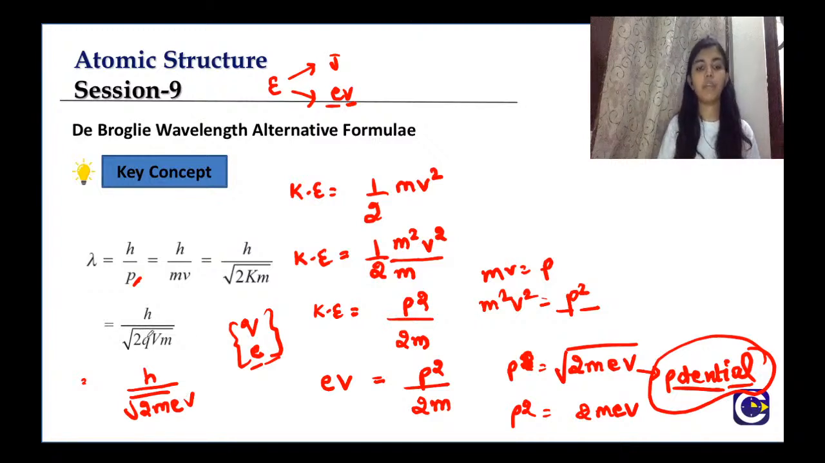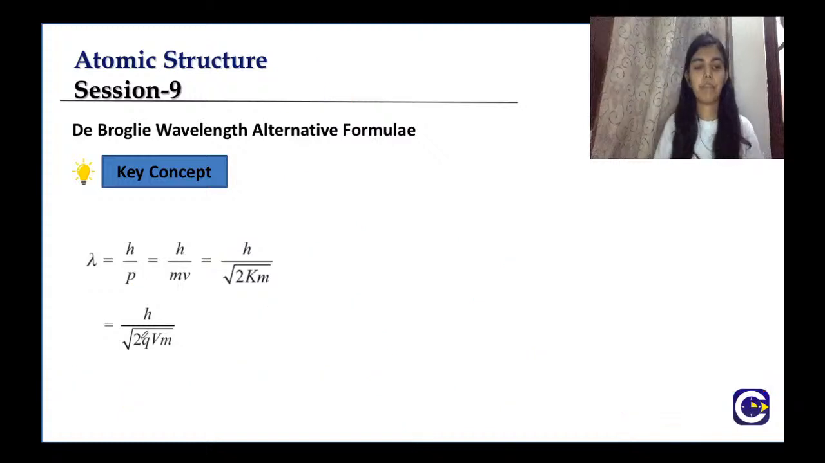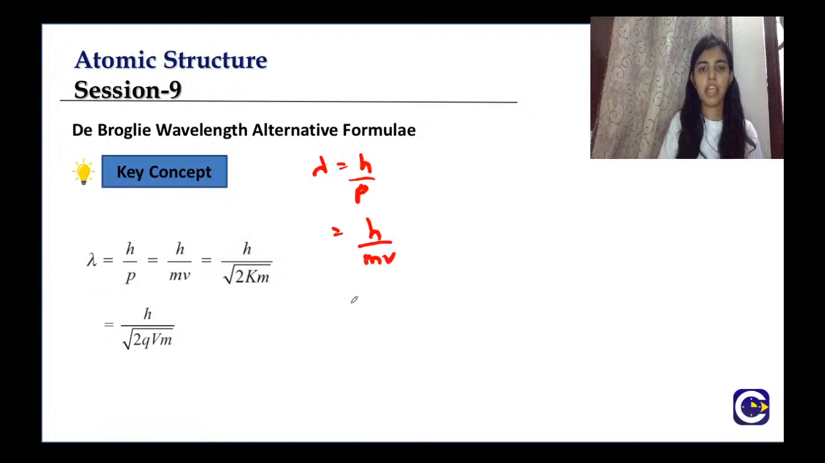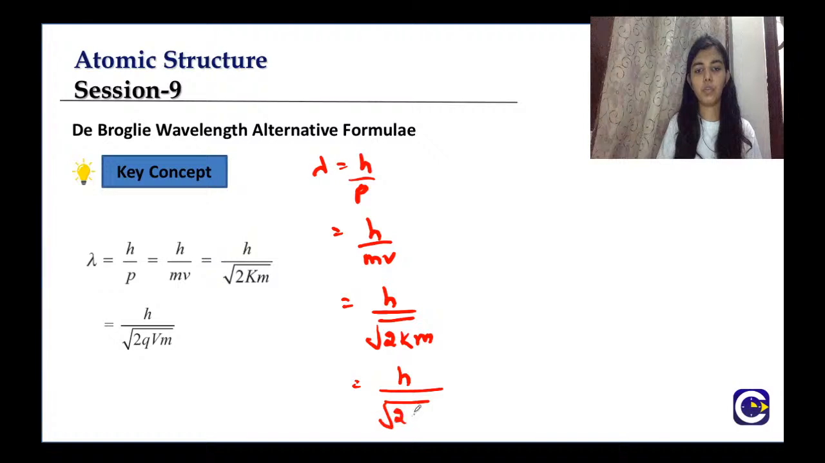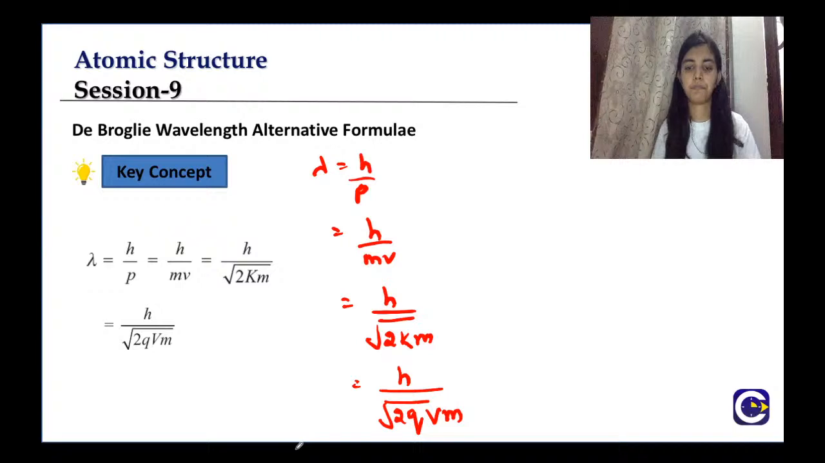So the final formula for de Broglie wavelength is what basically? It is lambda equals h by p equals h by mv equals h upon root 2 meV, and equals h upon root 2 qVm. Okay.